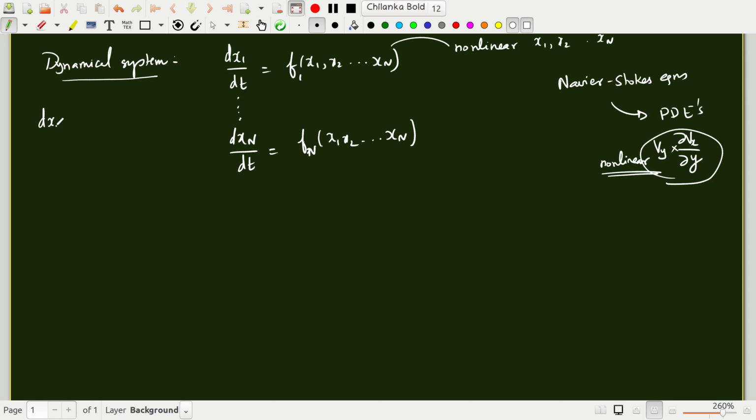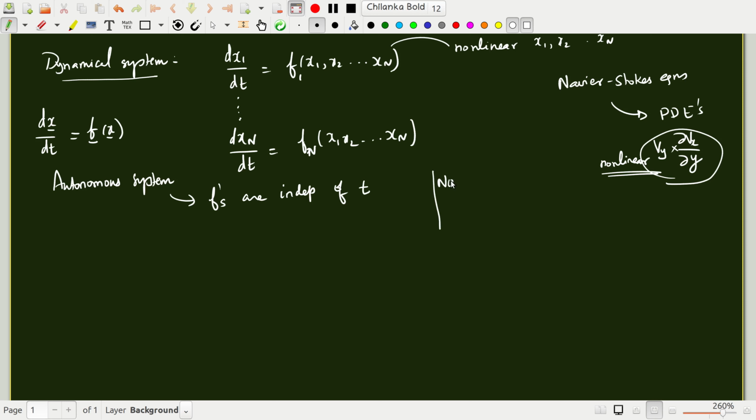Sometimes we can write this in vector notation. dx/dt is f of x. Okay. Now this system is called an autonomous system because the functions on the right side are independent of time. There is no explicit time dependence. I told you that if you have an explicit time dependence, such systems of equations are called non-autonomous systems.